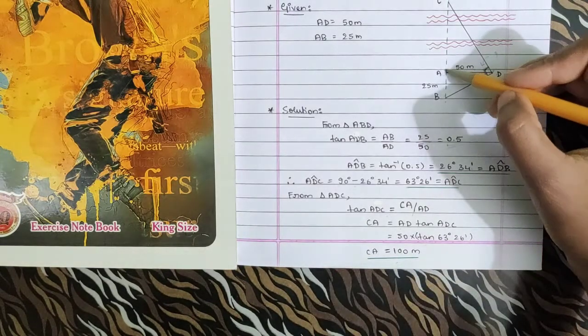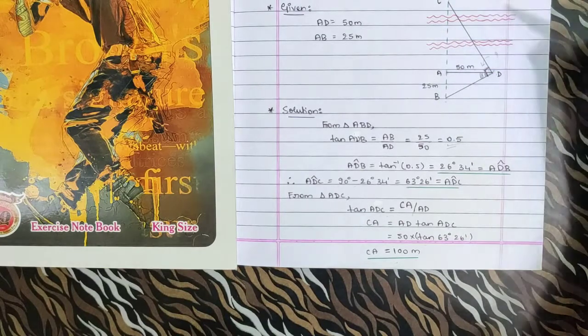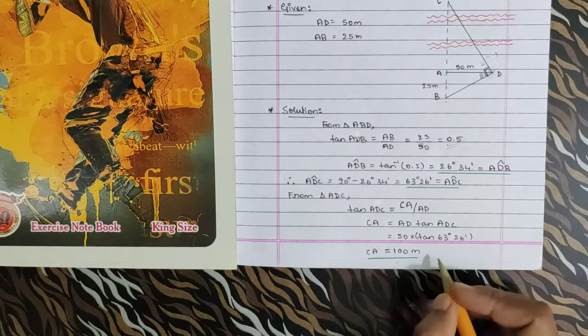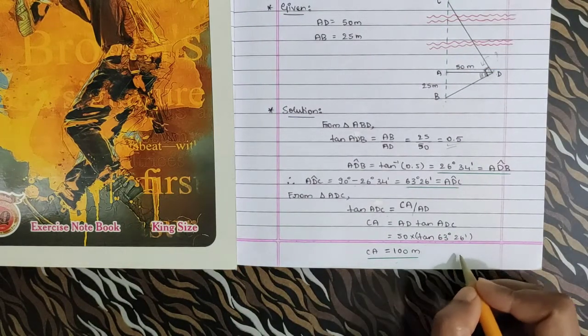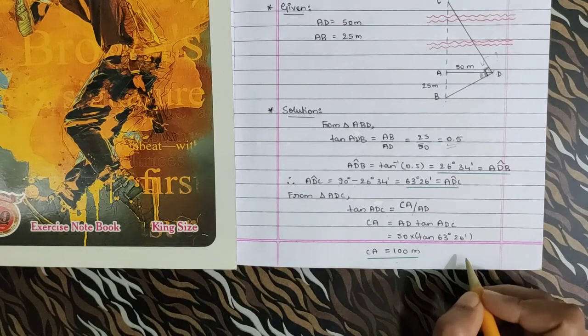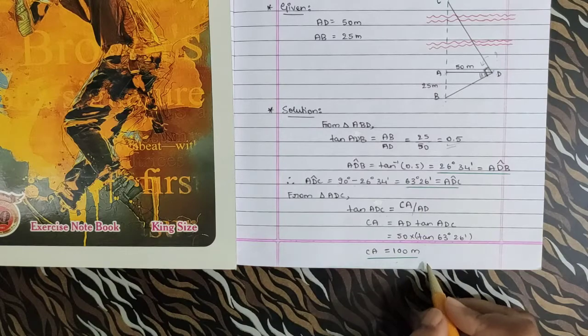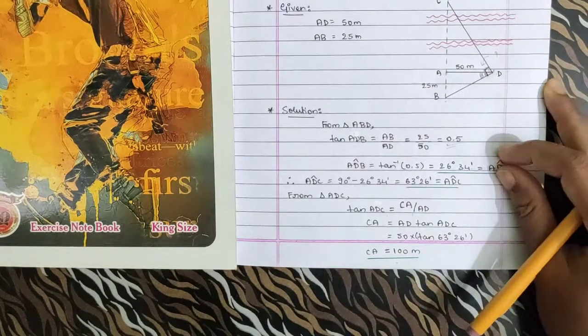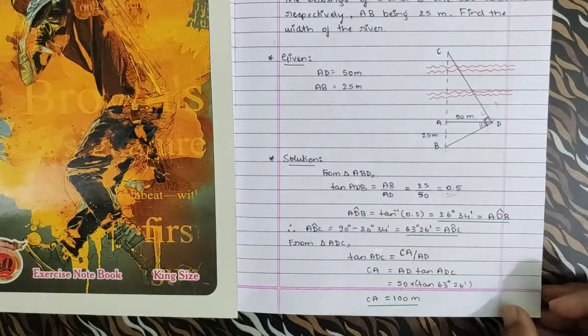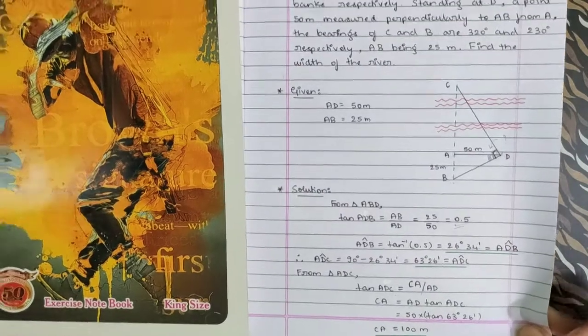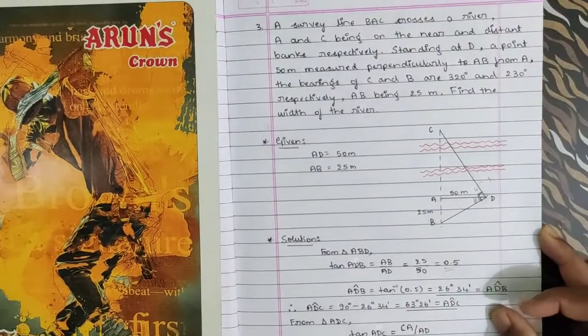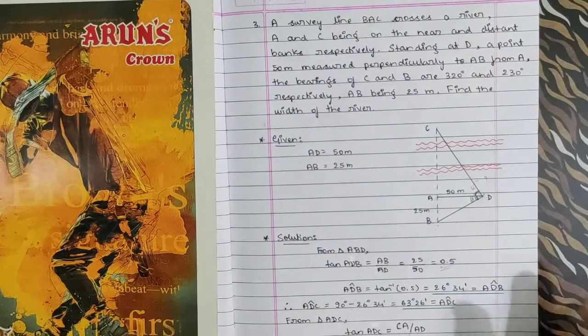So the width of this river is 100 meter. You will not get it as exactly 100 meter, you will get it as 99.999 meter. So you have to round it off and write it as 100 meter. Hope this is clear to everyone. This is all about the numericals related to obstacles in tape surveying. Thank you.